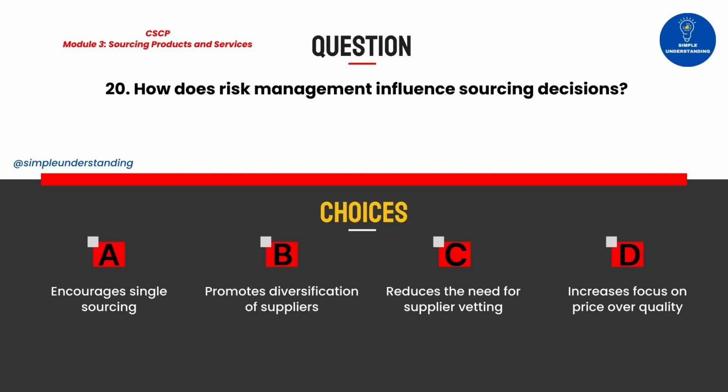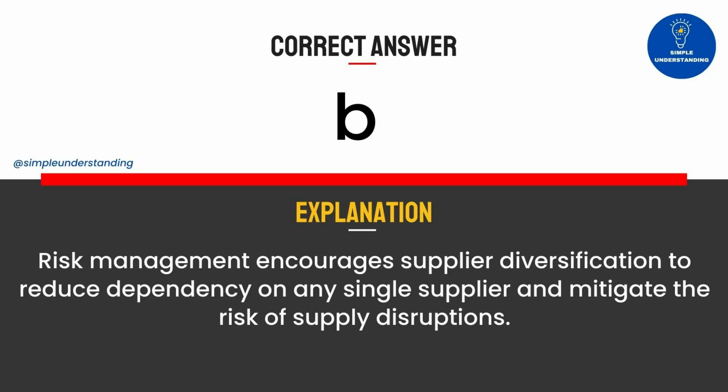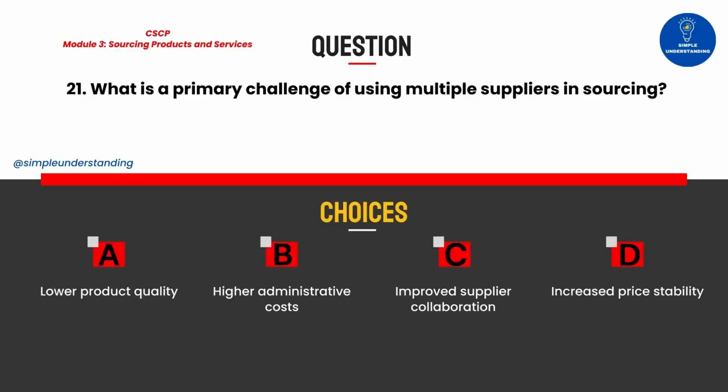20. How does risk management influence sourcing decisions? A. Encourages single sourcing. B. Promotes diversification of suppliers. C. Reduces the need for supplier vetting. D. Increases focus on price over quality. Correct answer B. Explanation. Risk management encourages supplier diversification to reduce dependency on any single supplier and mitigate the risk of supply disruptions.